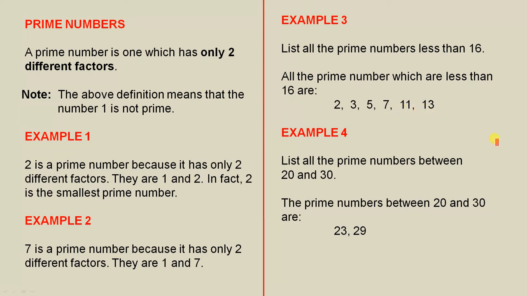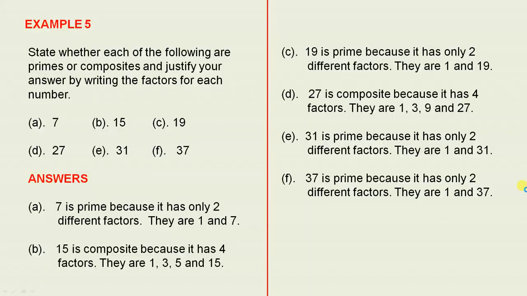Example 4. List all the prime numbers between 20 and 30, and they are 23 and 29. There are only two of them. Example 5. State whether each of the following are primes or composites and justify your answer by writing the factors for each number. So we have those six there. So let's look at them in turn.